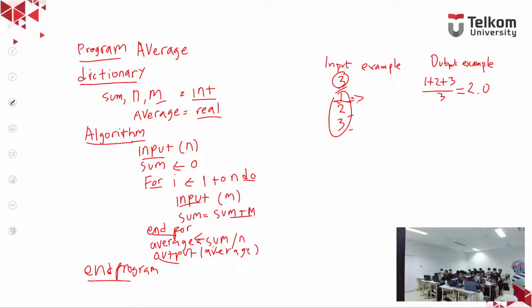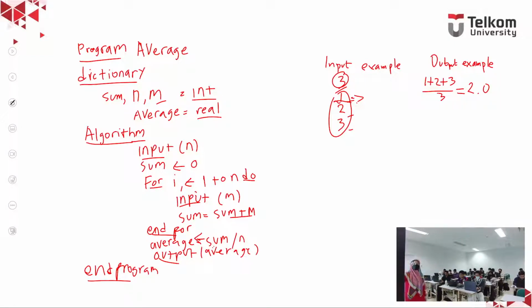So that's why here we need sum, to store the total. And it needs to be initialized to 0, because before going into the loop block, of course the total will be 0. And then this is for the loop block. I is the counter and I starts at 1 to N.